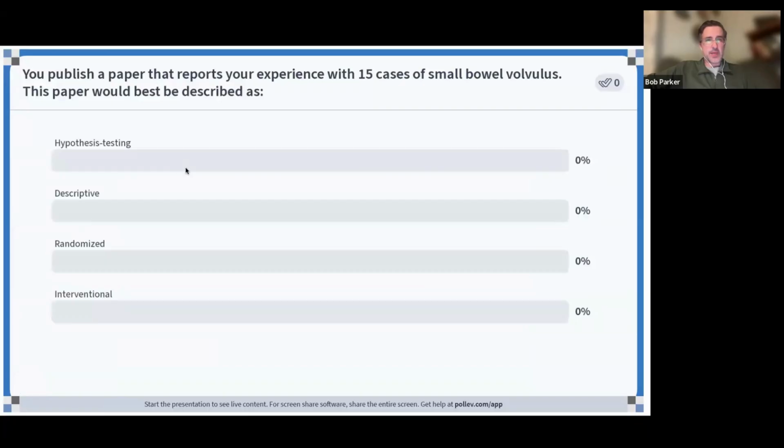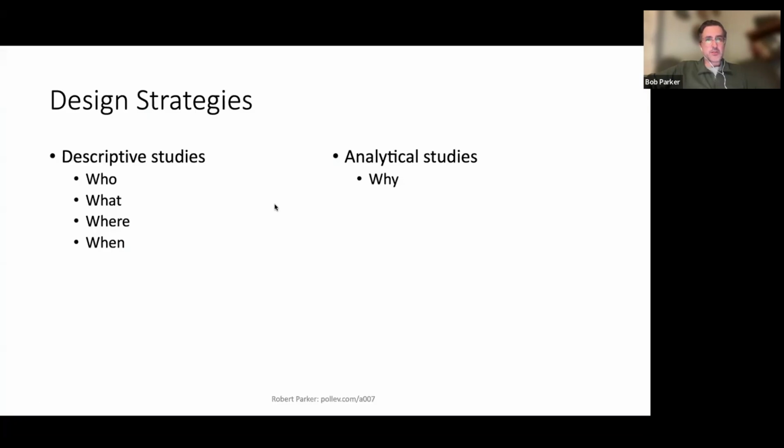Okay. All right. Yeah, the majority of you would agree with me that it's a descriptive study, also known as a case series. So when we think about the two different types, the descriptive study versus the analytical study, the descriptive really tries to answer the questions of who, what, where, and when. And the analytical studies often just try to answer the question of why. So those are your interventional studies where you do an intervention and you try to figure out why something happens the way it does.